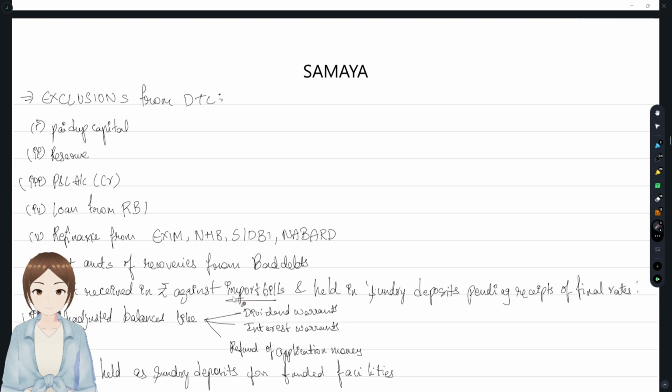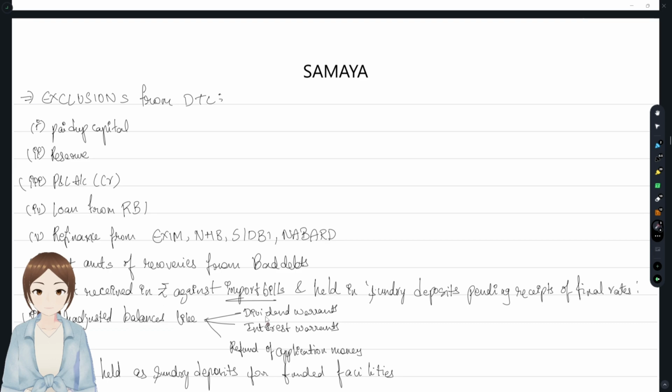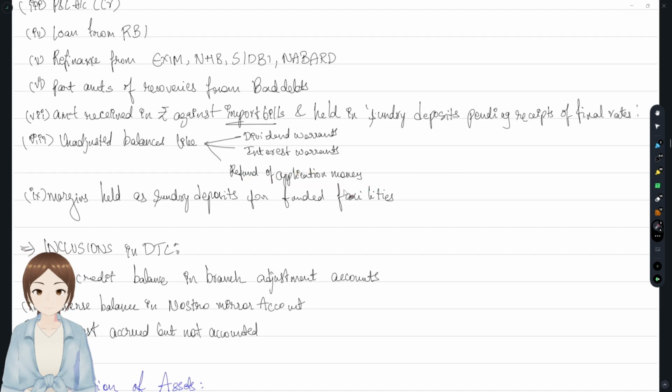Amount received in rupees against import bills and held in sundry deposits pending receipt of final rates. This is a heading. When you receive rupees against import bills, the amounts held under sundry deposits pending receipt of final rates, that is the final rate, we see that the rate of import bills fluctuates with regards to a few adjustments. Unadjusted balances like dividend warrants, interest warrants, and refund of application money, and margins like sundry deposits for funded facilities. Here it's sundry deposits pending receipt of final rates, that is with regards to customs bills.